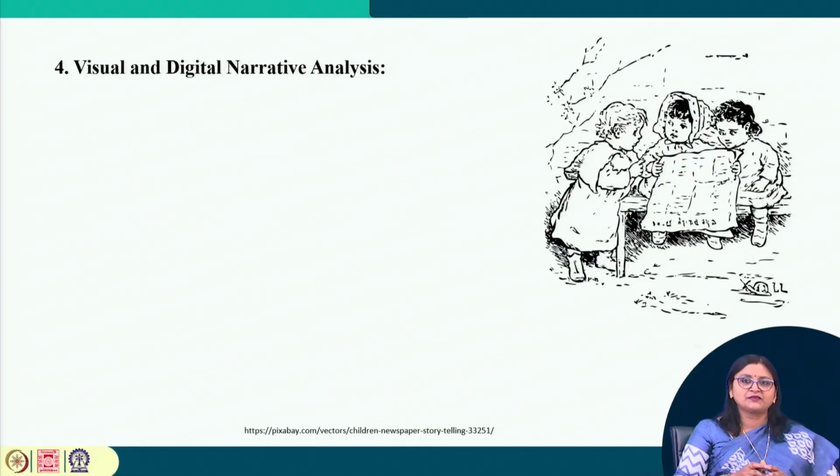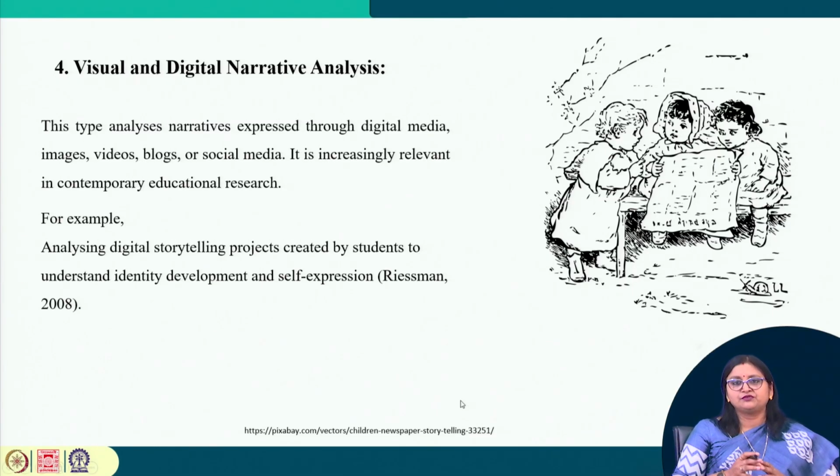And now the visual or digital narrative analysis. Here I have used this picture, also taken from Pixabay. This type of analysis covers narratives expressed through digital media, images, videos, blogs or social media. It is increasingly relevant in contemporary educational research, because these days each and every individual, especially in higher education, is using social media. They are watching videos and reels, and all reels are very viral. Every time people are busy with reels.